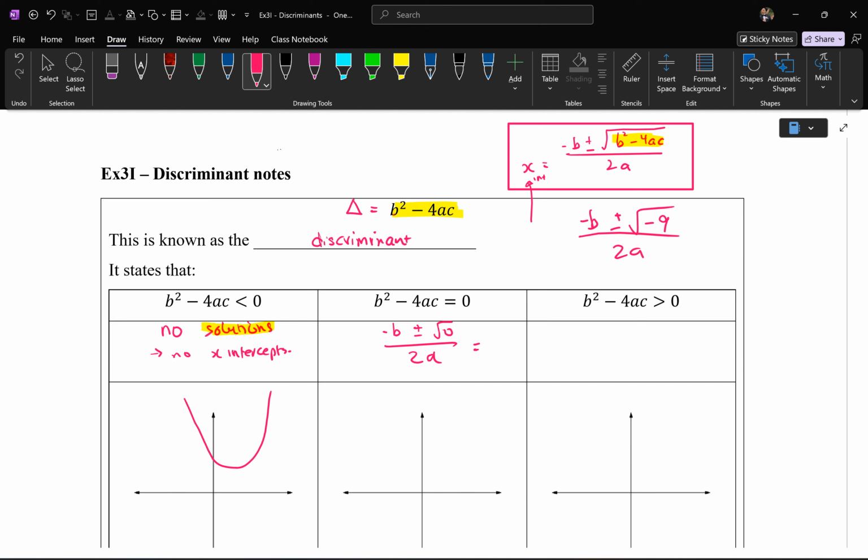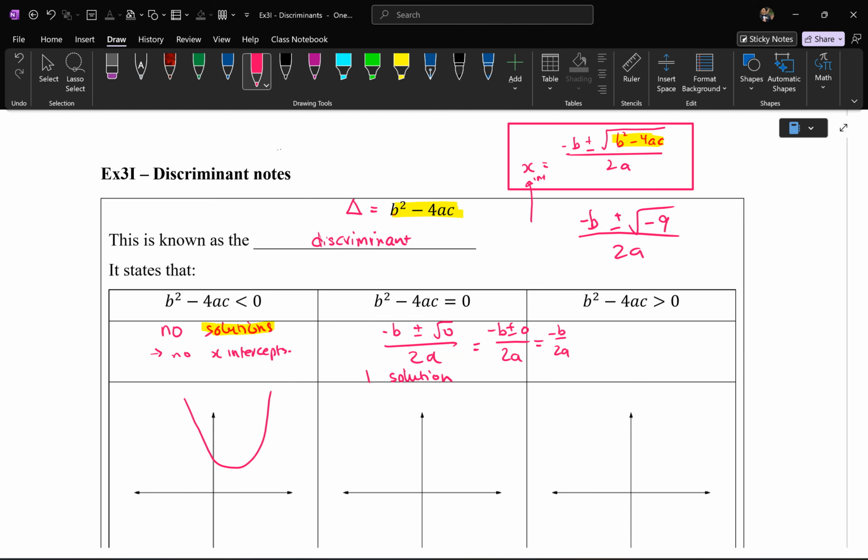Okay, so this is one of the things. Negative b plus minus, now the root of 0 is just 0. But you realize that whether you add or subtract 0, the answer is still going to be the same. So no matter what b and a are, you're always going to get negative b over 2a, which means there's only one answer. That's why they say there's one solution to this problem. Well, technically, in our scenario, it's one x-intercept.